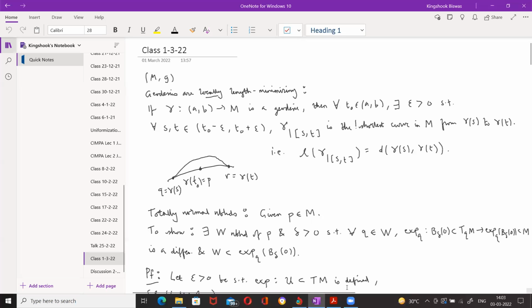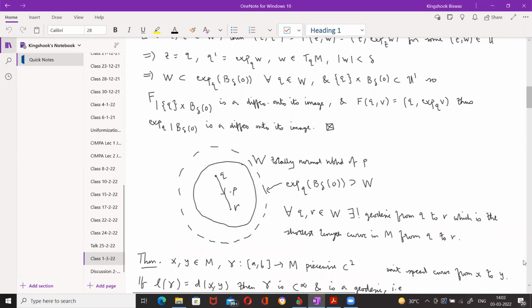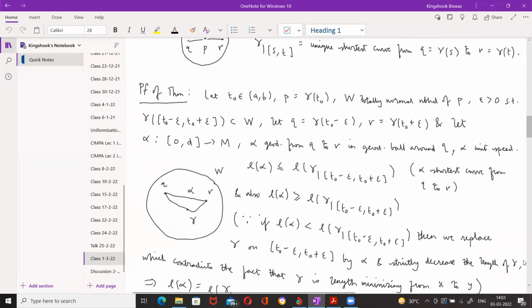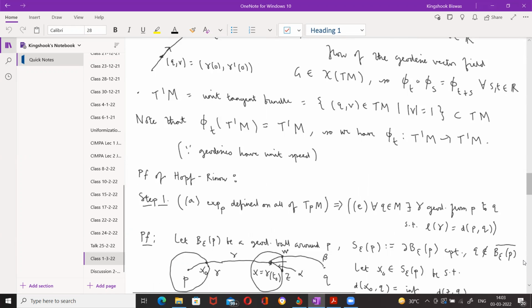So let me just recall a bit what we did last time about the Hopf-Rinow theorem. We were talking about complete manifolds. We defined a distance function on a Riemannian manifold. The distance between 2 points is the infimum of lengths of piecewise C1 curves joining the 2 points. And we showed that it is a metric which induces the same topology as that of the manifold.